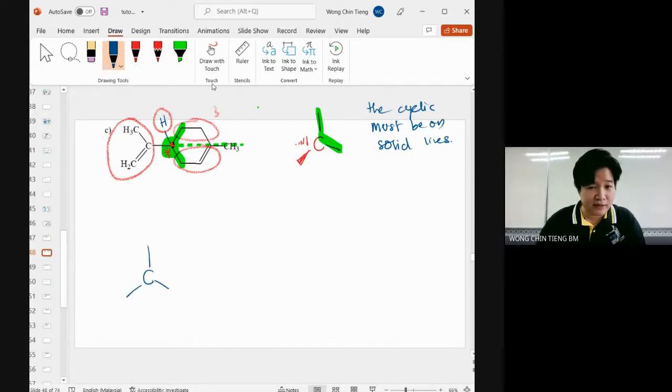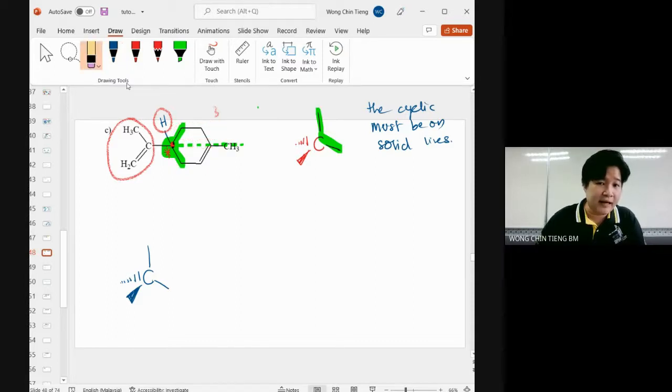Yang ni saya takkan ubah. Saya tetap akan mula macam ni sebab saya nak make sure bentuk saya adalah tetrahedral. Saya akan mula macam ni. Right now, saya akan start lukis, saya nak padam sikit. Saya akan start lukis my cyclic. It's a 6 carbon ring. Yang ni sahaja kita kembangkan jadi carbon. Yang ini sahaja kita kembangkan jadi carbon.